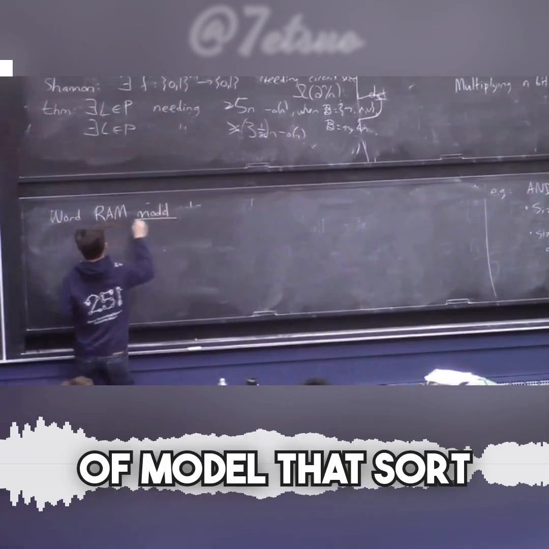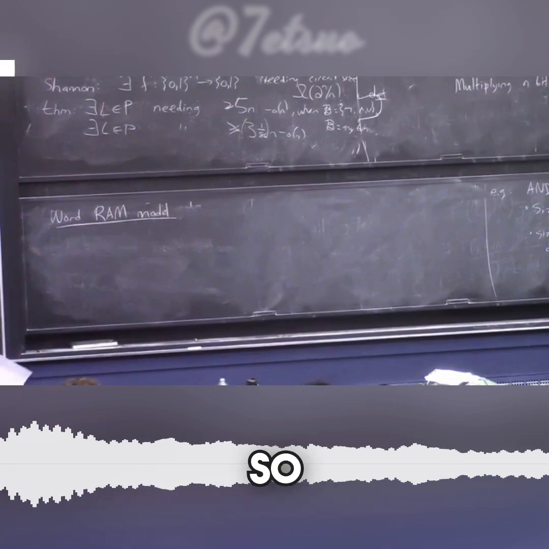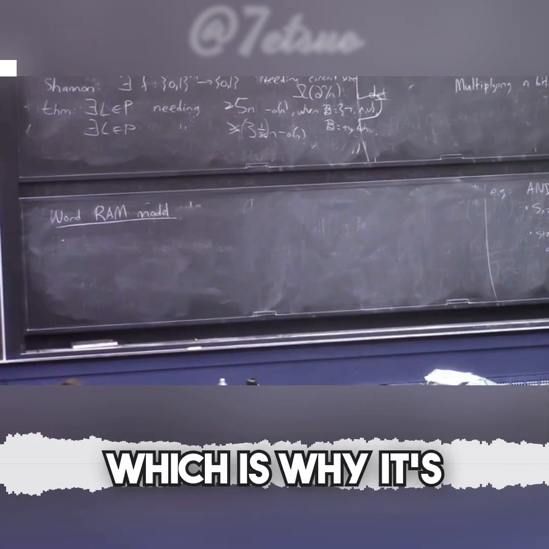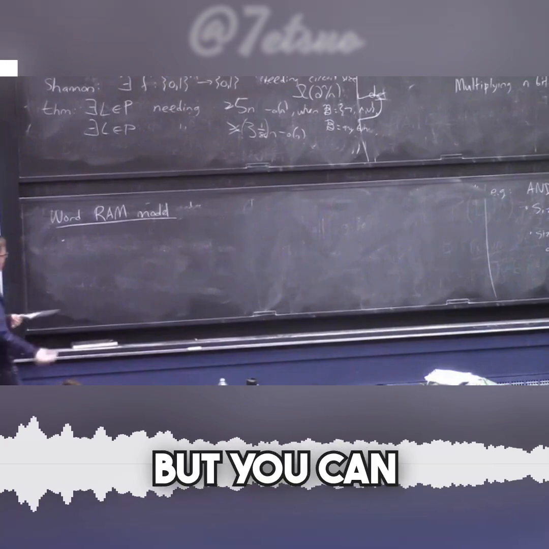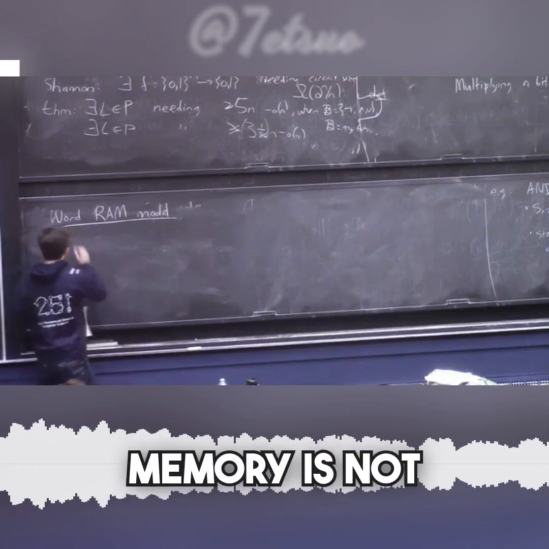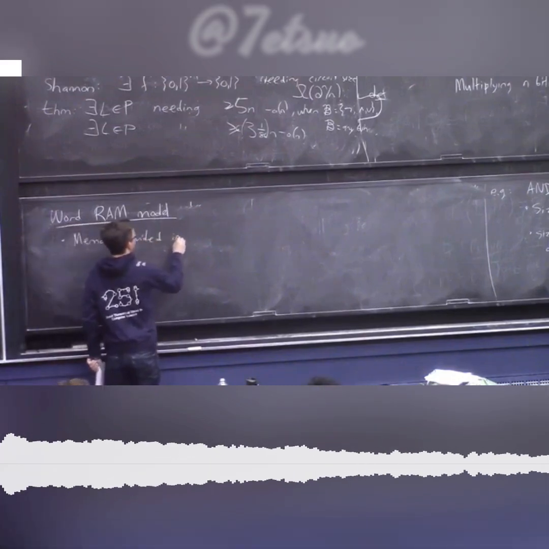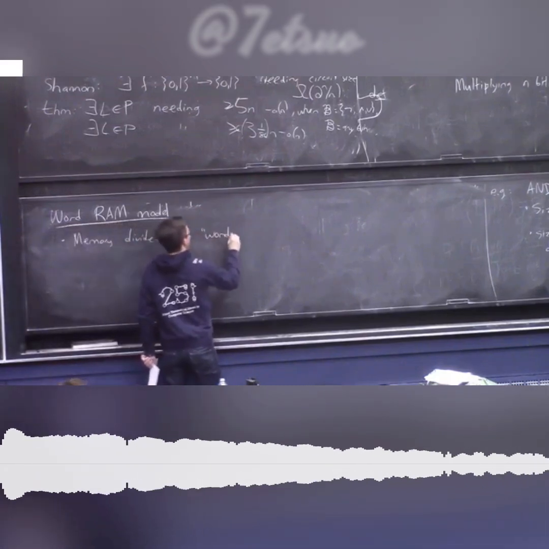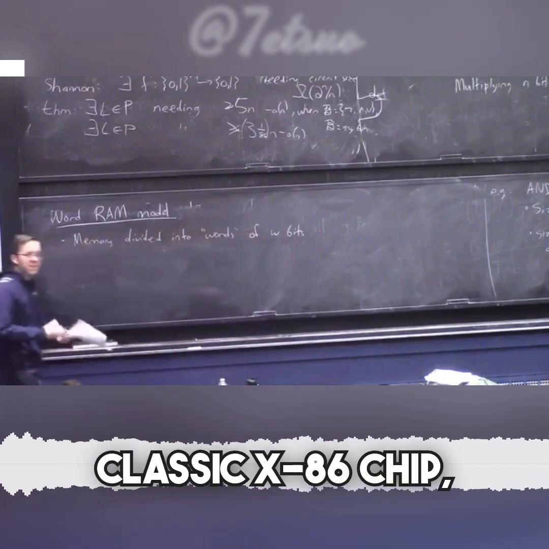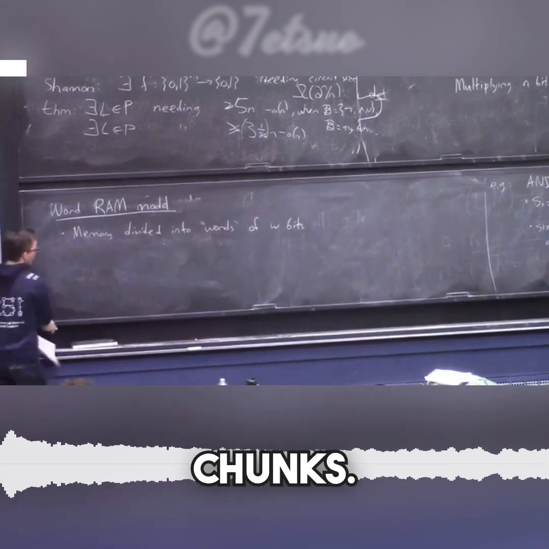It's some kind of model that looks like C, or modeling C or assembly language or what have you. So to literally formally describe it takes a while, which is why it's not as pleasant as Turing machines. But you can basically describe it in an understandable way. So here in the word RAM model, memory is not just bits, but it's divided into words of W bits. So like on your classic x86 chip, think of W as like 64. It operates on 64-bit chunks.